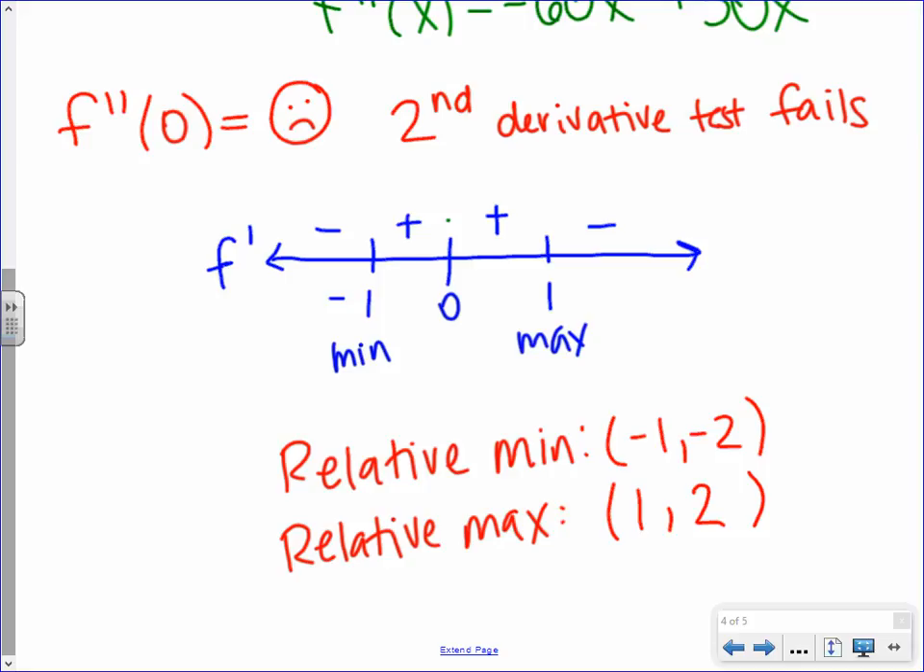All right, so you've seen two examples, one where the second derivative test works, one where it does not, and we have to fall back on the first derivative. Okay, keep that in mind as you are going through your assignment.